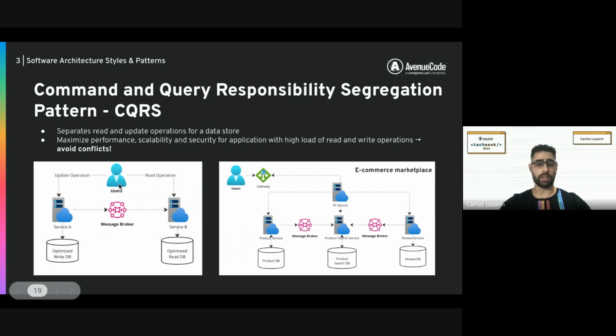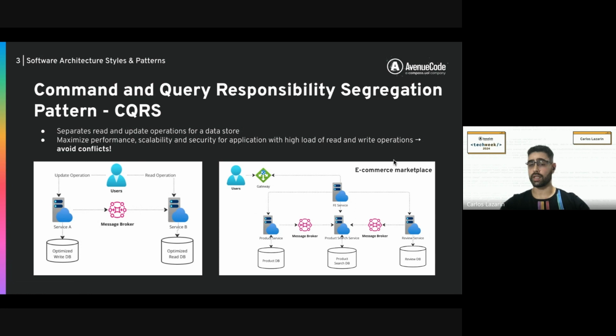Let's say this example here. We have a service A that writes to a DB that's optimized for writing, and a service B that reads from a database that's optimized for reading. So we have our application that calls each side, right? When it needs to write, it goes to this service, and this service provides the updates to the reading service through a message broker or Apache Kafka, whatever, right? Through events. This way you can optimize the reading and writing operations. The same with this solution here.